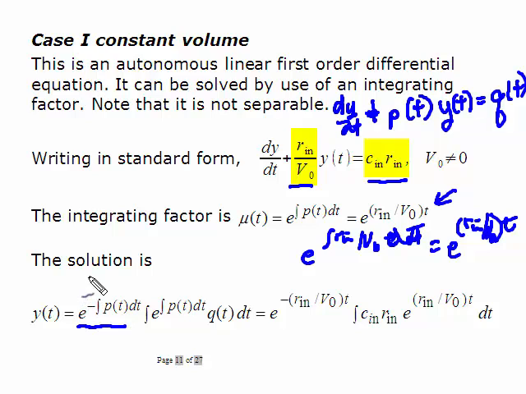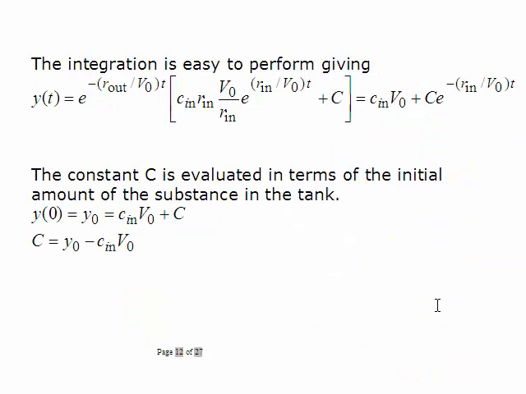You have the integrating factor with the negative sign times the integral of the integrating factor times q(t). So in this case we have e to the minus (Rn over V0) times t, times the integral of q(t), which is right here, times the integrating factor. This integral is easy. Since these are constants, all you're integrating is this exponential, which is easy to do. And here's the answer.